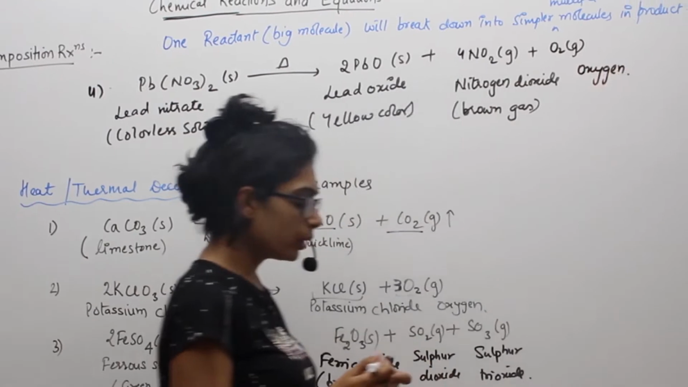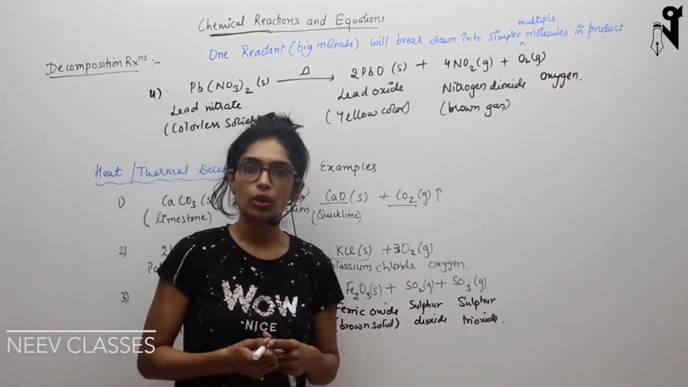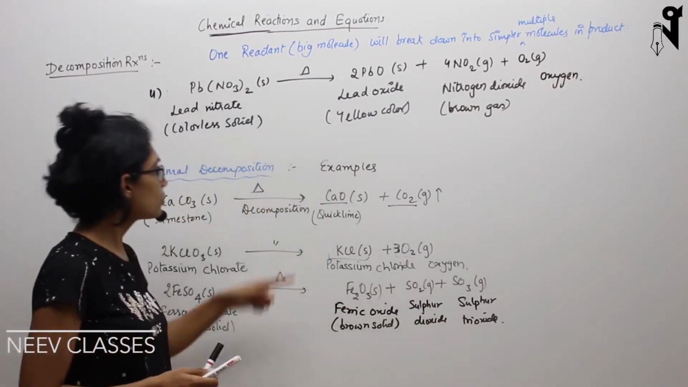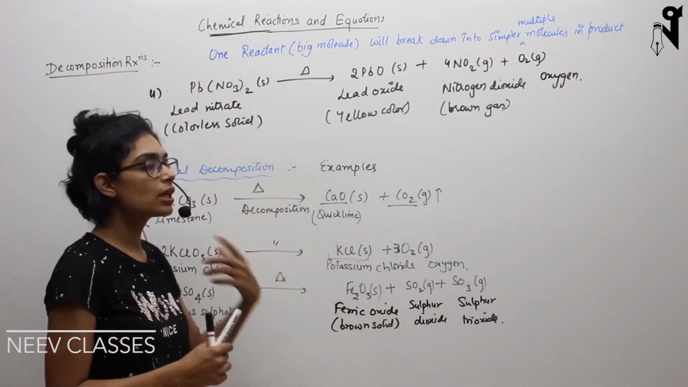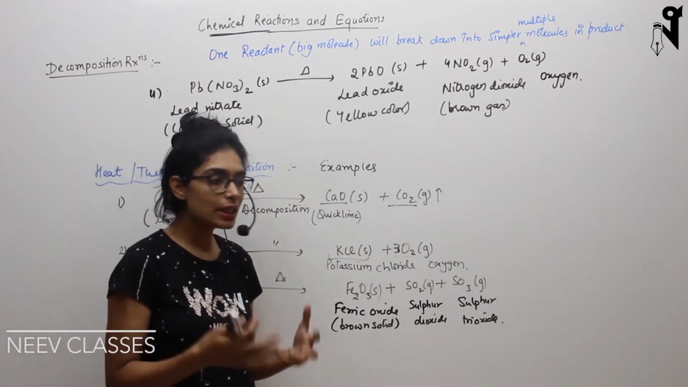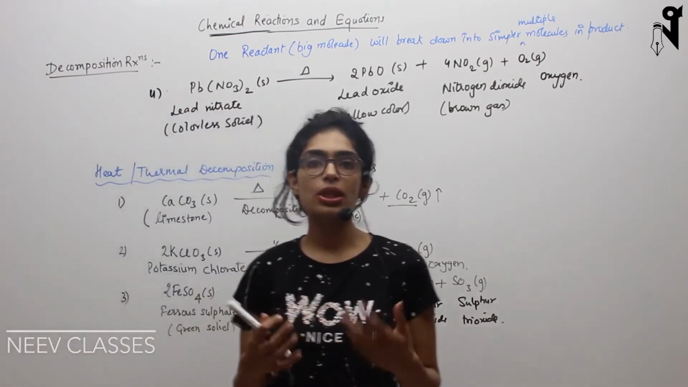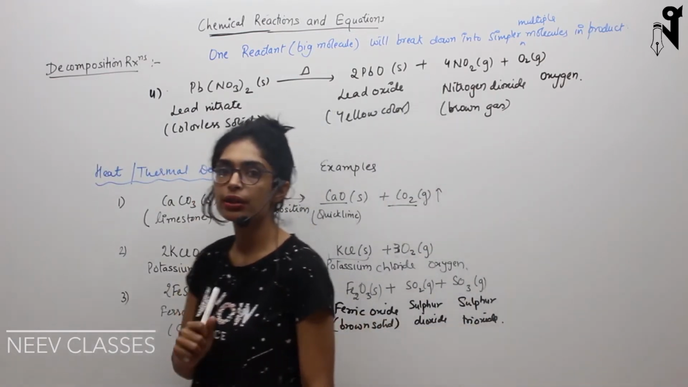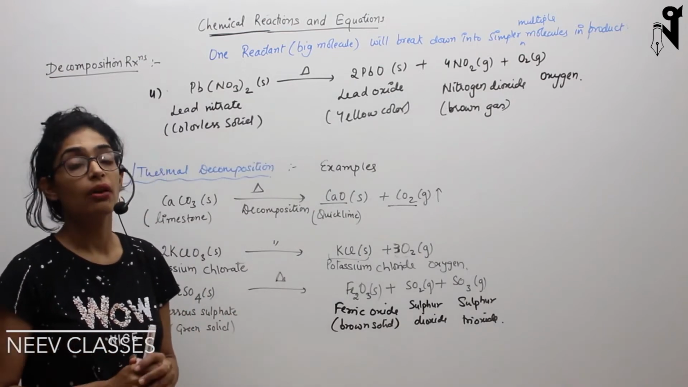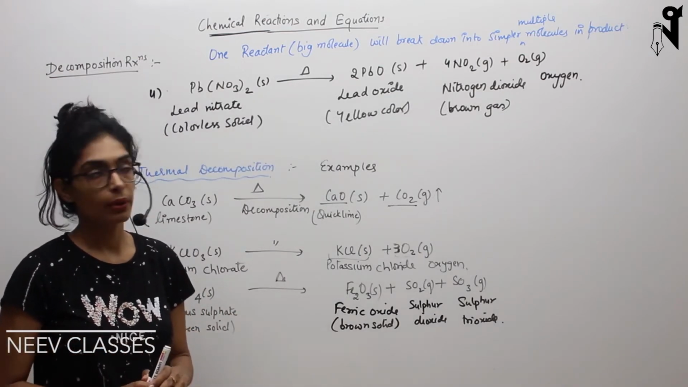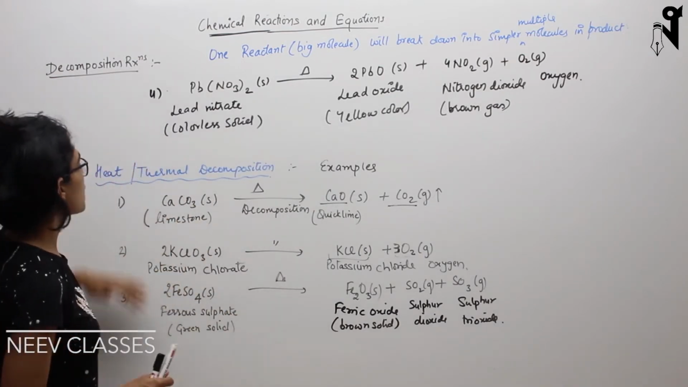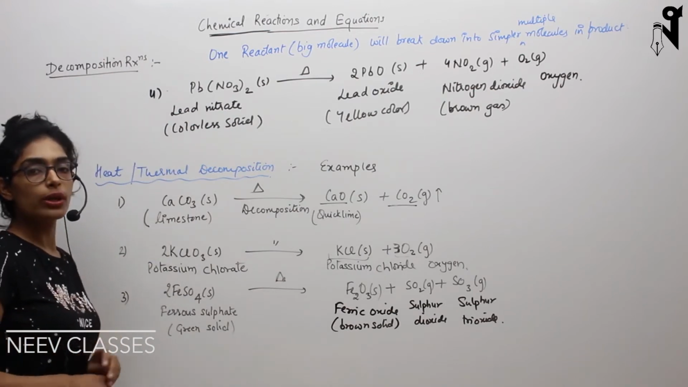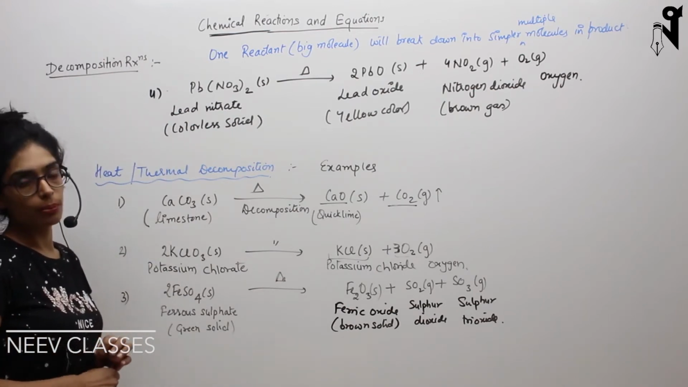So these reactions are not only important because they are part of decomposition reactions, but these two reactions are specifically more important because there are some observations to see. You can see the change happening by the color change. Both of these reactions, the ferrous sulfate reaction and the lead nitrate reaction, are very, very important. So these are some examples of thermal decomposition. Now we'll talk about the next type of decomposition.